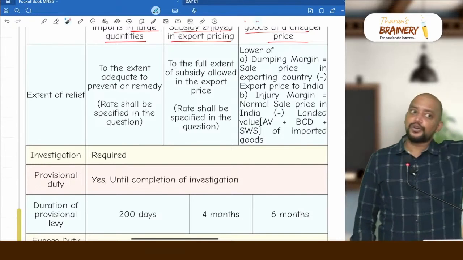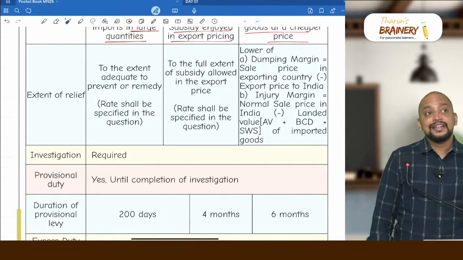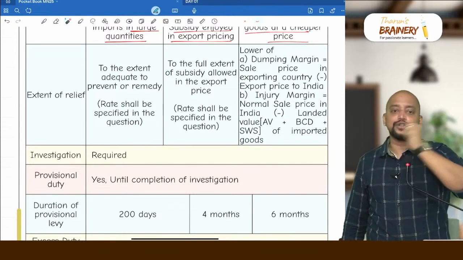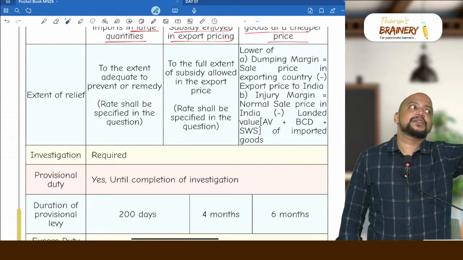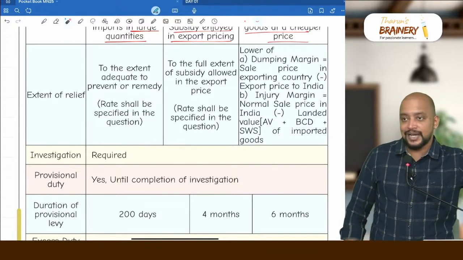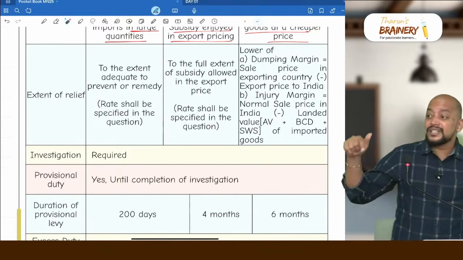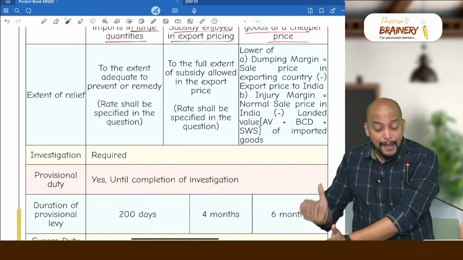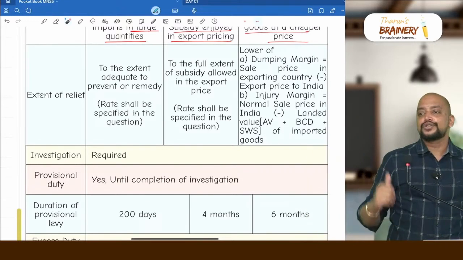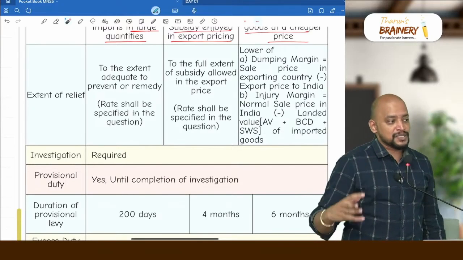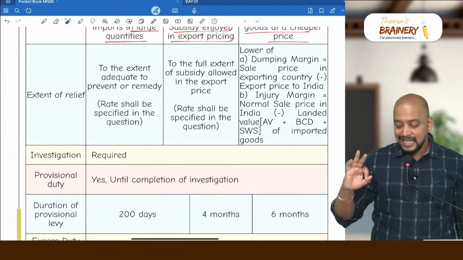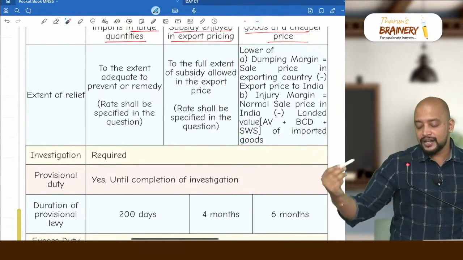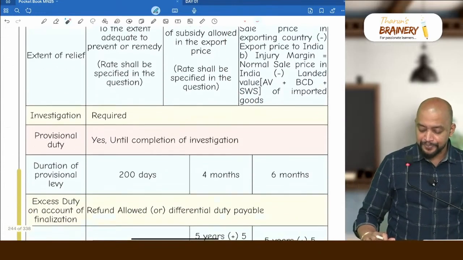Who is dumping? The exporter is dumping. So what is the dumping margin? The price at which he is selling in his country minus the price at which he is exporting to India. So the normal selling price in the exporter's country minus the price at which they are exporting to India, that is the dumping margin. Whereas injury margin means, here who is getting injured? The domestic manufacturer is getting injured. So the normal selling price at which the product is sold in India minus the landed value of the imported goods. What should be taken as the landed value? Assessable value plus basic customs duty plus social welfare surcharge. These three things should be taken as the landed value. So that will be taken as the margin, and whichever is lower will be taken as anti-dumping duty.